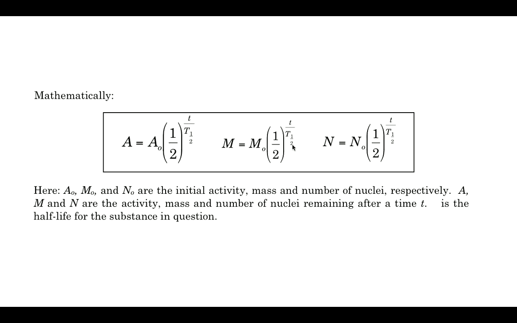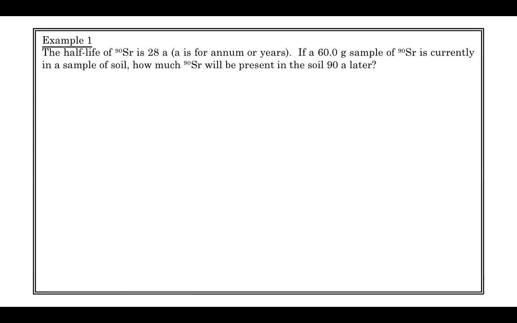And half-life is one of those things that's constant for different materials. So strontium would have a different half-life than cobalt, and it would have a different half-life than plutonium. They've all got their own half-lives. And so what we can do is actually, let's take a look at an example for how to solve.